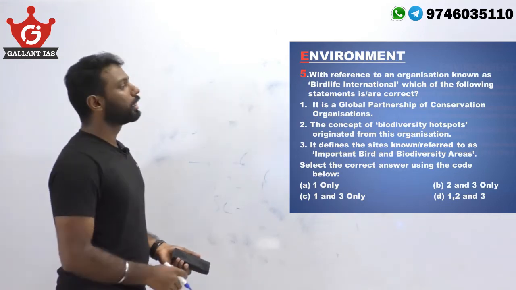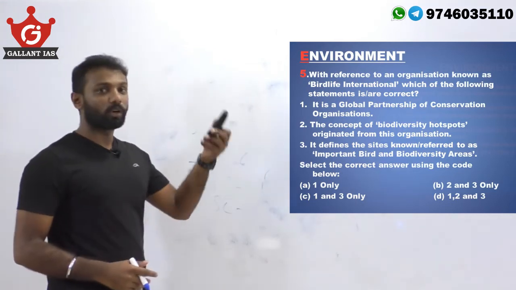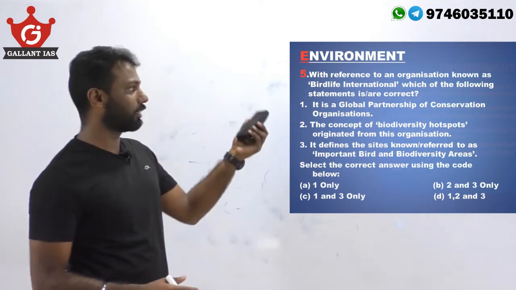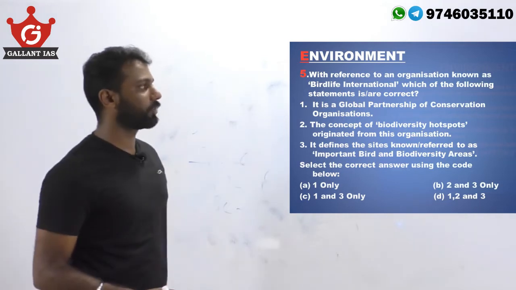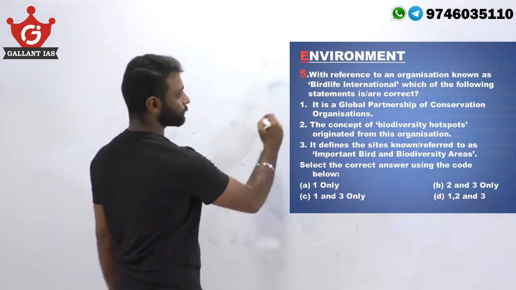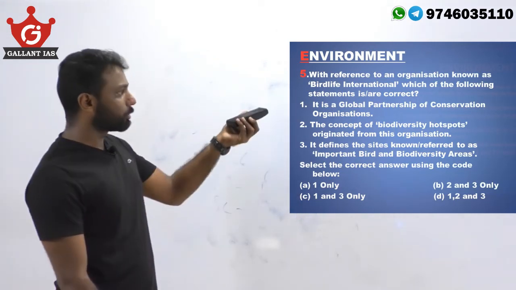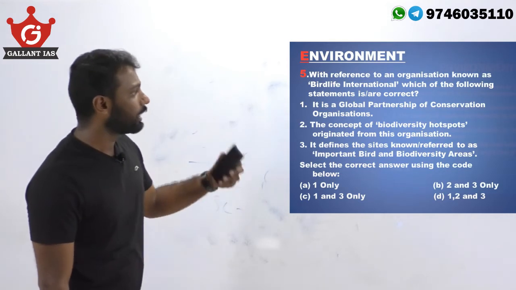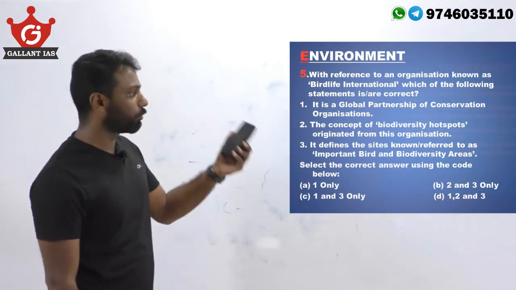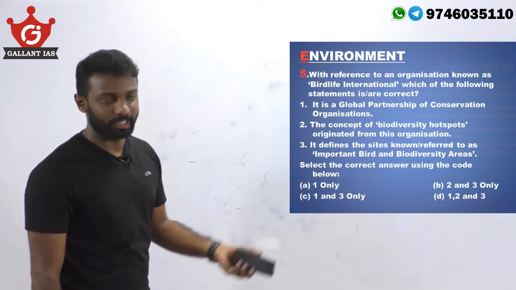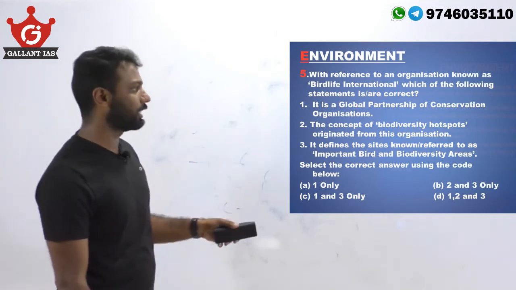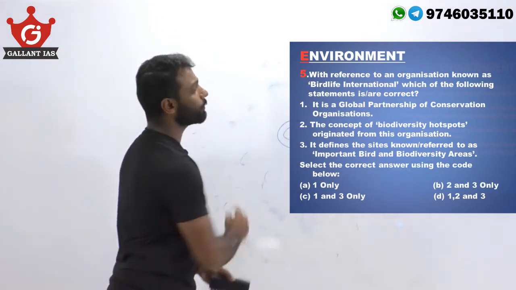That's very important. So regarding this, actually it is one of the oldest conservation organizations, that is BirdLife International, and it's a global partnership of conservation. So statement 1 is right. And regarding statement 3, this BirdLife International organization defines the sites called important bird and biodiversity areas. So statements 1 and 3 are right here. So answer is C in this question.